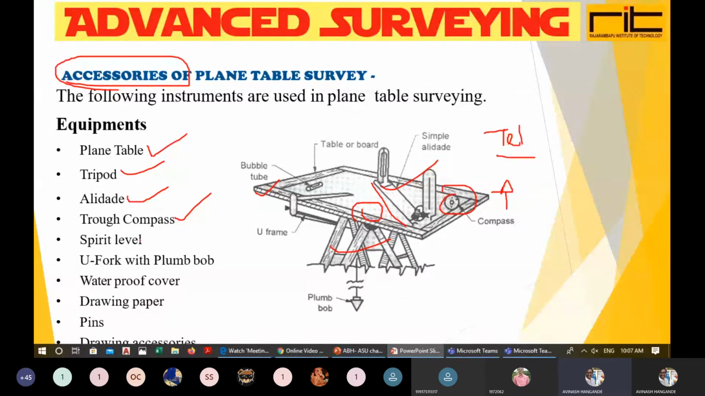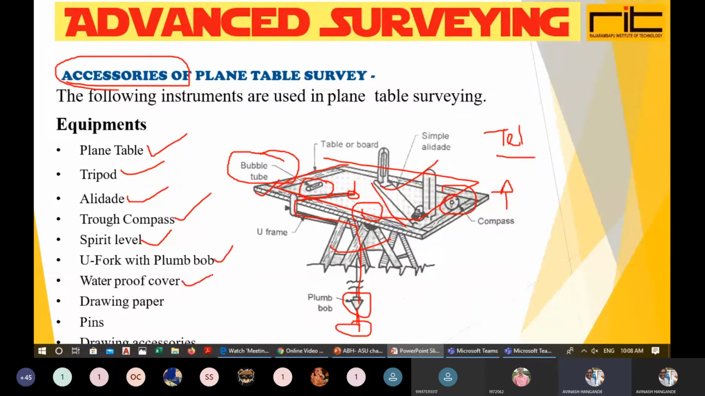Then the spirit level, or the other name is bubble tube. It is used to level the plane table. The leveling is done by this bubble tube. Then the next one is the U fork with plumb bob. It is used to locate the station point. Here is our ground station point, and we have to locate the ground station point on our sheet. For that purpose, we are using the U fork with plumb bob.